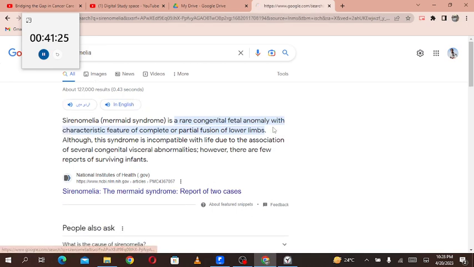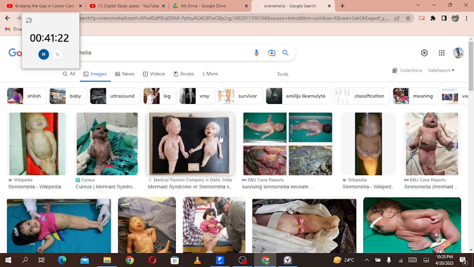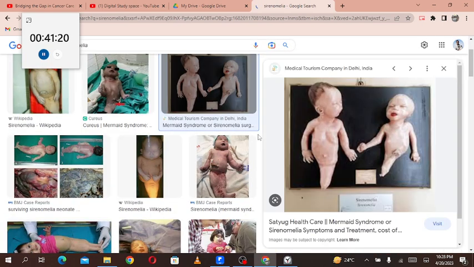So here you can see cyanomelia. It is called mermaid syndrome. So children are looking like this, but in most of the cases it is not consistent with life.